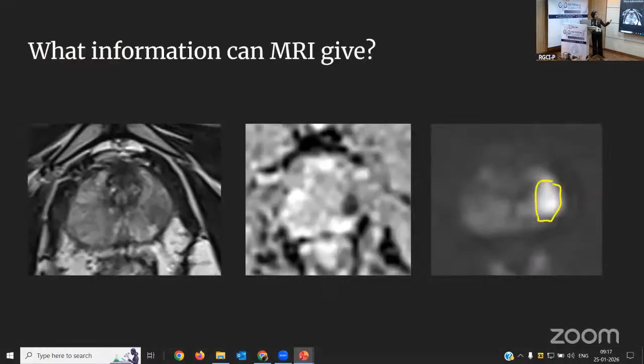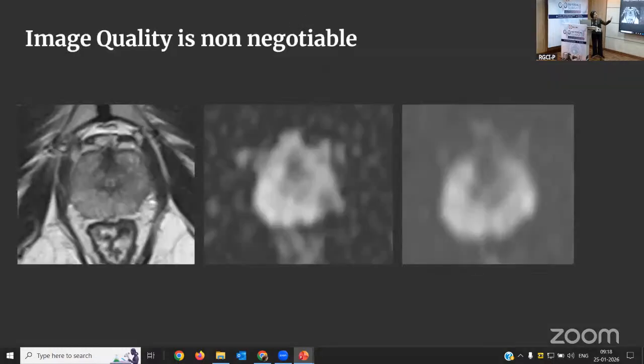So on MRI, I can tell you the lesion size, I can tell you the location, whether the lesion is located at the apex or base, whether it's close to the urethra, whether it is close to the neurovascular bundles, etc. This information I can tell you, but how strong we are in giving that information is the question. So before going into that, I will first show you some images like this.